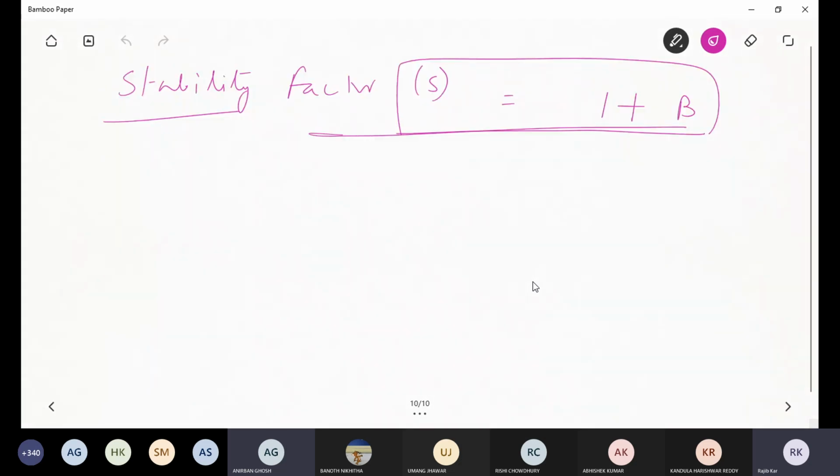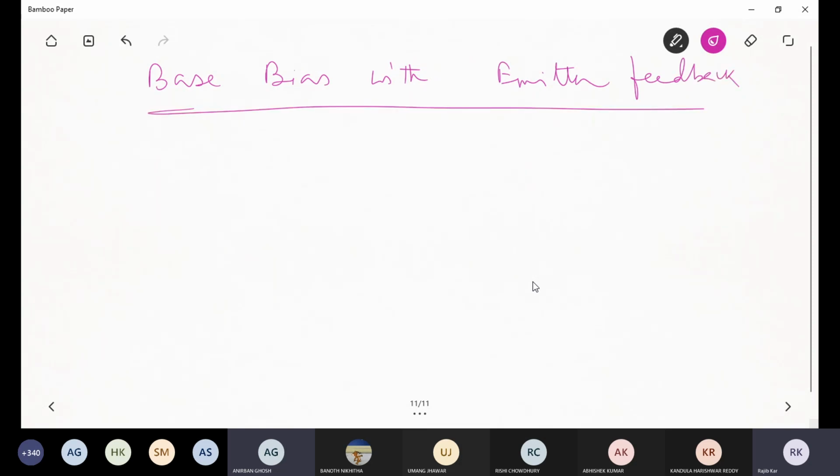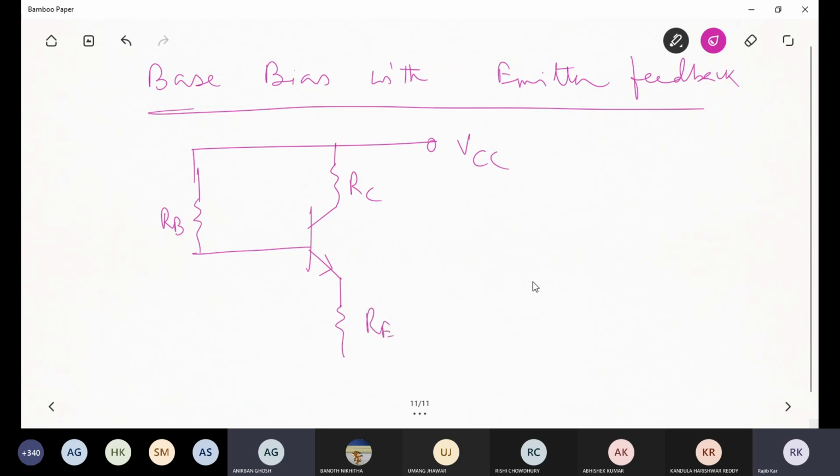Okay. The second circuit will be emitter bias, or sometimes called base bias with emitter feedback. That means there will be a feedback circuit. This is RC connected to VCC. Here you will find RE is included.